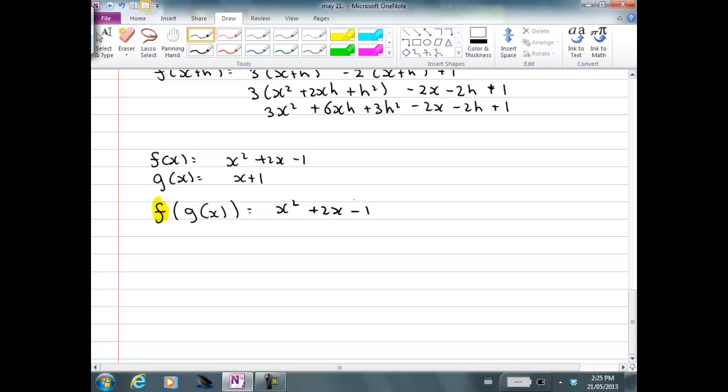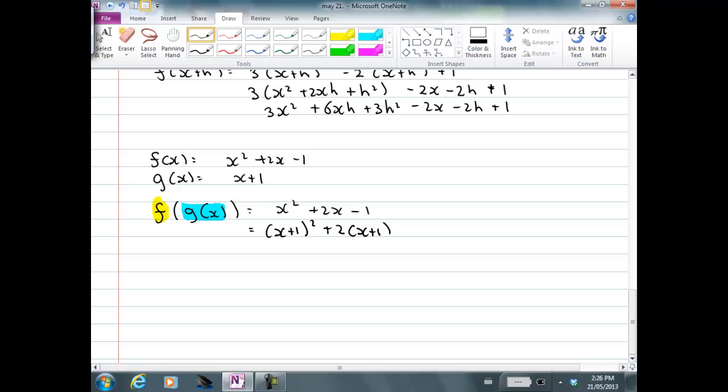Dominique, what am I going to replace x with? See, that's correct. This here, I'm going to use a different color, is really x. So instead of writing x, I'm going to put in g of x everywhere I see x. But g of x is x plus 1. So now I'm going to replace all the x with x plus 1. This is called a function within a function. That's why it's called composite.